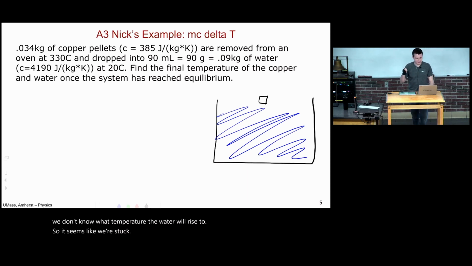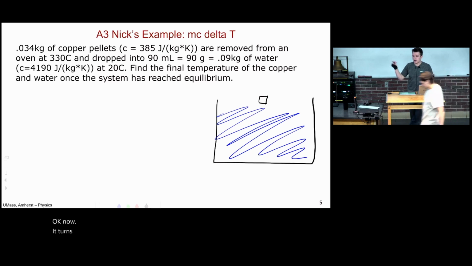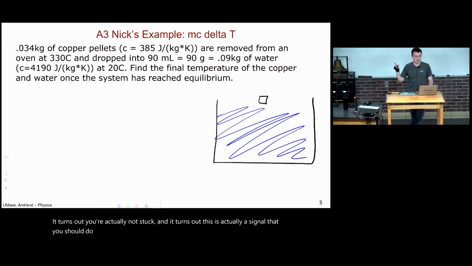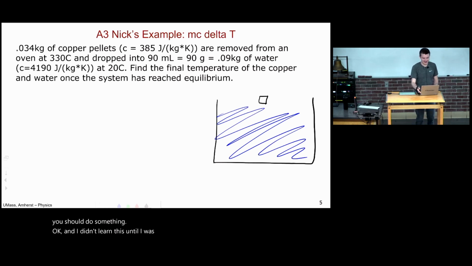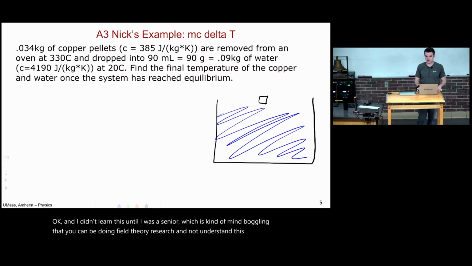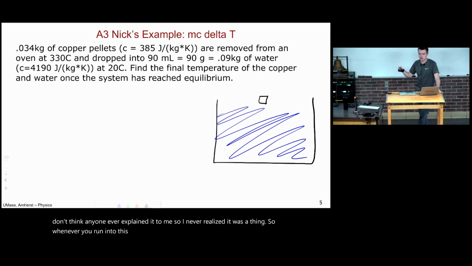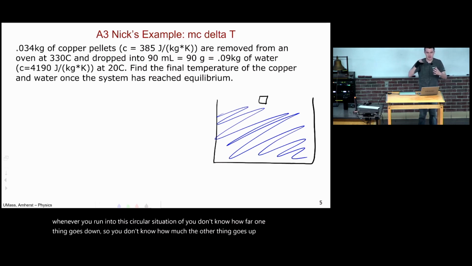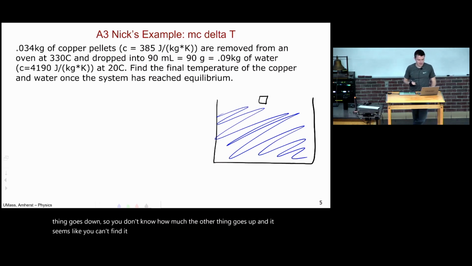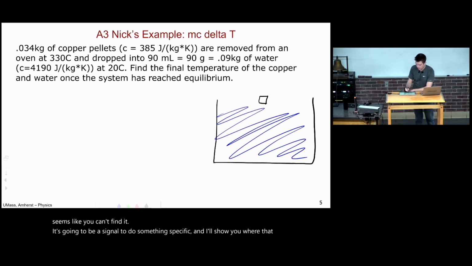Okay, now, it turns out you're actually not stuck, and it turns out this is actually a signal that you should do something. Okay, and I didn't learn this until I was a senior, which is kind of mind-boggling that you can be doing field theory research and not understand this. But I just don't think anyone ever explained it to me, so I never realized it was a thing. So whenever you run into this circular situation of you don't know how far one thing goes down, so you don't know how much the other thing goes up, and it seems like you can't find it, it's going to be a signal to do something specific, and I'll show you where that occurs in the problem.